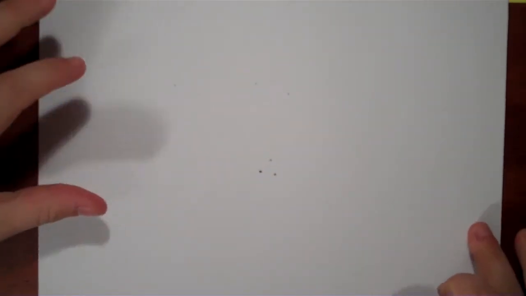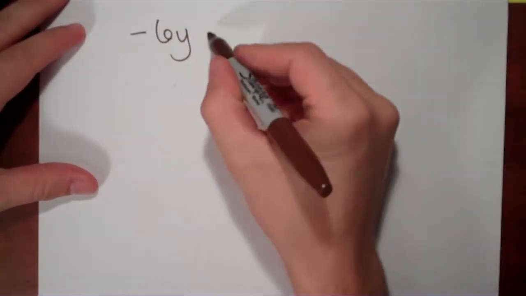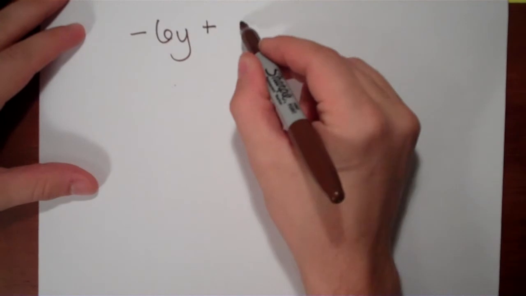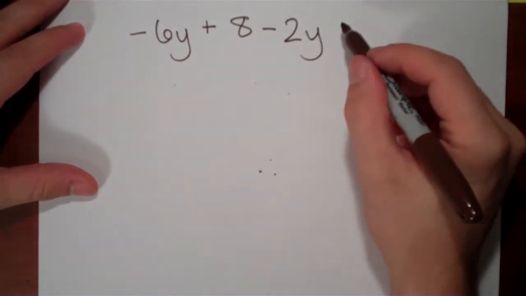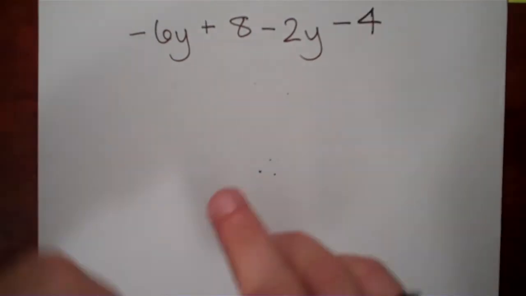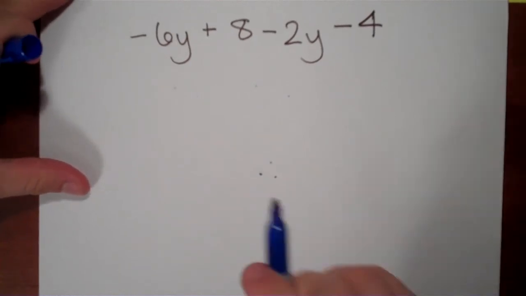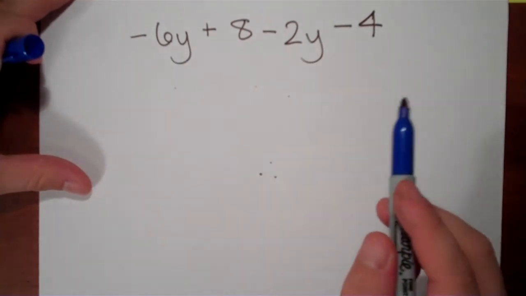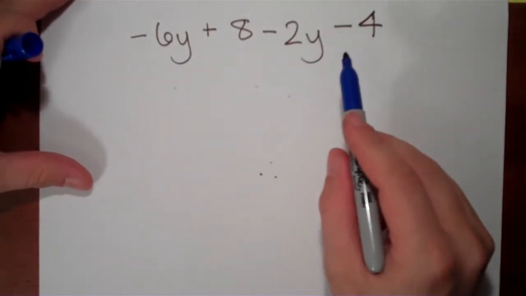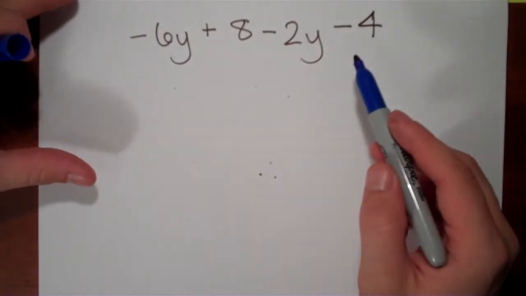A couple more examples of how this would work in a bigger expression. Let's do this one. Negative 6y plus 8 minus 2y minus 4. Right off the bat, what do we see? Alright, I see 6y, y to the first power, and I see 2y here. These are the same variable to the same power, y to the first power in both.